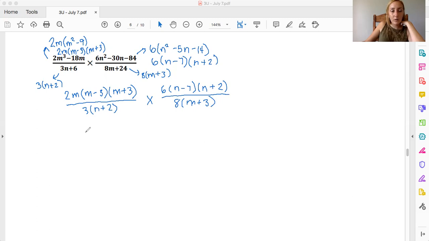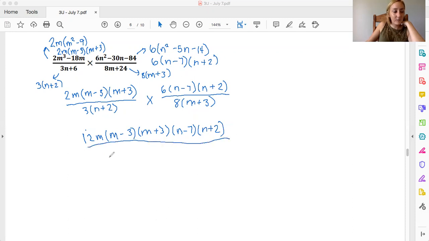And then you can put them all over 1, which is where we have a little bit of a hard time. So 2m times 6 will do 12m. So m minus 3, m plus 3. Then n minus 7, n plus 2. And then you can do the 3 times 8, which will give you 24. m plus 3 and n plus 2. Okay, so this is where you're going to state your restrictions.